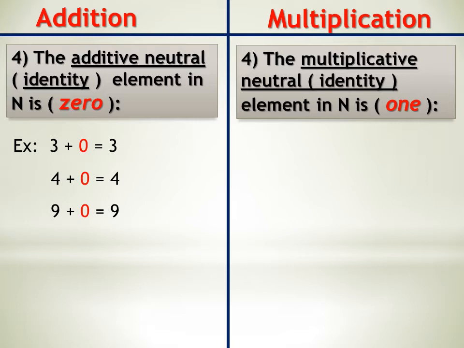The multiplicative neutral or identity element in N is 1. So in multiplying, the multiplicative neutral or identity is 1. Why? Because when we multiply any number times 1, it will be the same number. For example, 3 times 1 equals 3. 4 times 1 equals 4. 5 times 1 equals 5. 9 times 1 equals 9. So the 1 never changes the number in multiplying, and the 0 never changes the number in addition. So the additive neutral is 0 and the multiplicative neutral is 1.